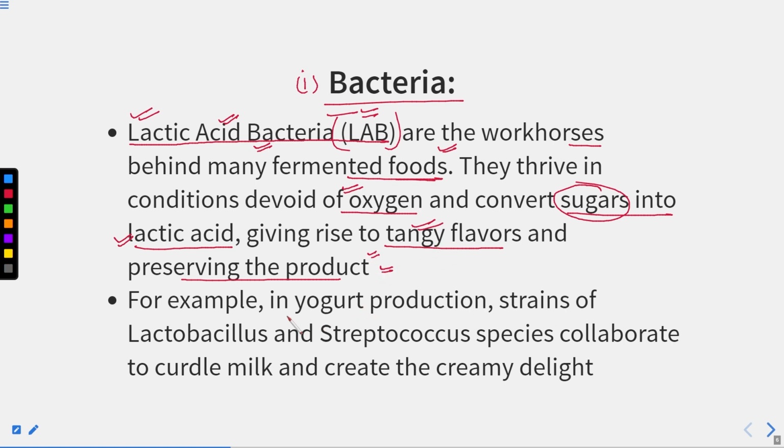For example, in yogurt production, strains of Lactobacillus and Streptococcus species collaborate to curdle the milk and create a creamy delight. So curd, or you can say yogurt, is prepared by the presence of Lactobacillus and Streptococcus bacteria. So this is the lactic acid bacteria actually, that is the Lactobacillus.